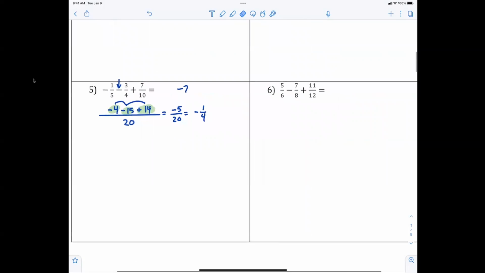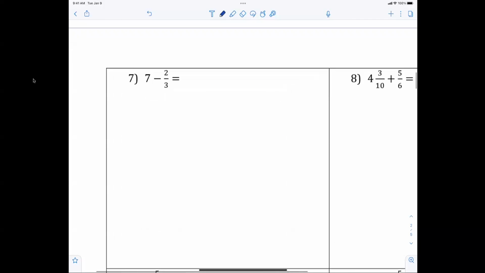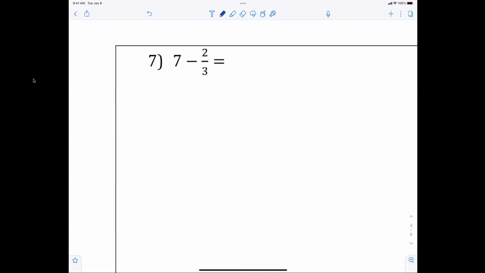Number 6, homework. Everybody put a star by number 6. But what is the common denominator? 24. All right. Now, this is kind of embarrassing. Number 7. Everybody should be able to look at number 7 and just say, obviously, the answer is what? I don't want to hear 19 over 3. I just want you to be able to look at that and say it is.